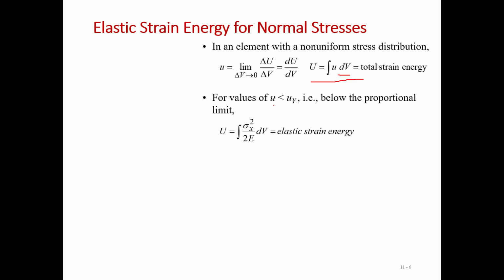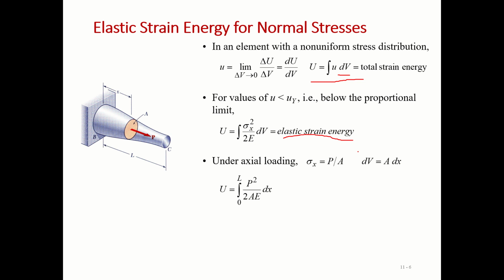So for a value of u less than uy, below the proportional limit, this is sigma square divided by 2E into dV. This is the elastic strain energy. This is for the variable cross-section, and this is the most general expression in which volume is variable. Volume is not constant. You can say that for different sections there will be different volumes. So this is the more general expression.